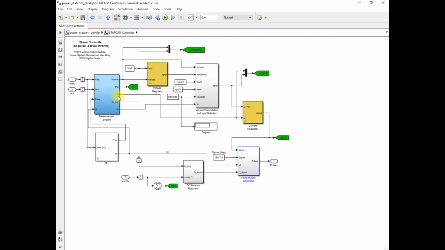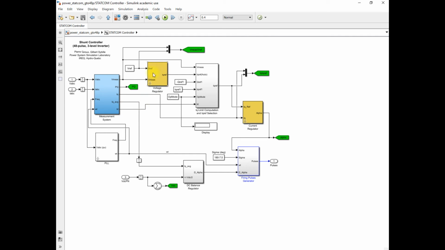We are not going into detail about all these parameters, but just remember that IQ, the reactive component of the current, is responsible for the reactive power injection, and ID, the real part of the current, is responsible for injection or absorption of the real power from the system or to the system.